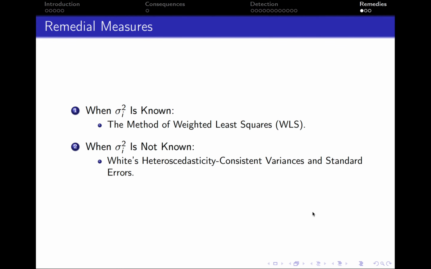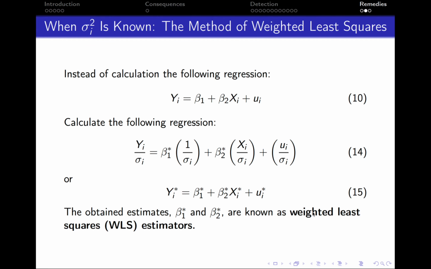And the second case, when the variance is not known, in this case, we will apply the technique of white heteroscedasticity-consistent variances and standard errors. So let's start with the first case, when we know the variance. And in this case, we use, as I already said, the method of weighted least squares.